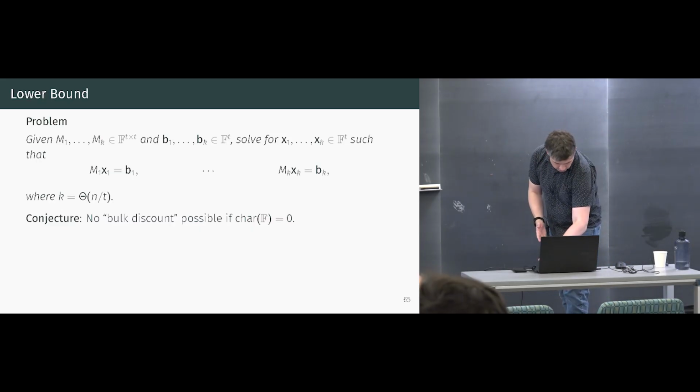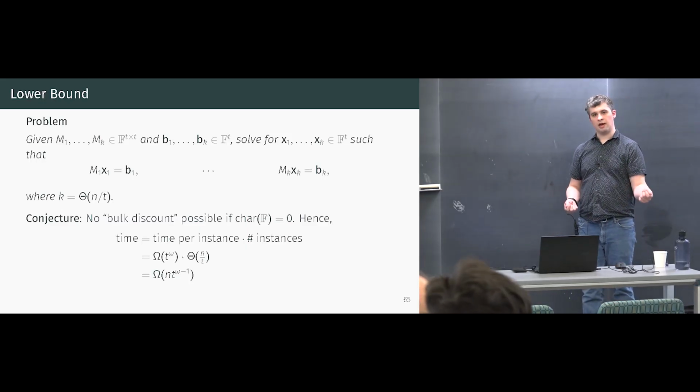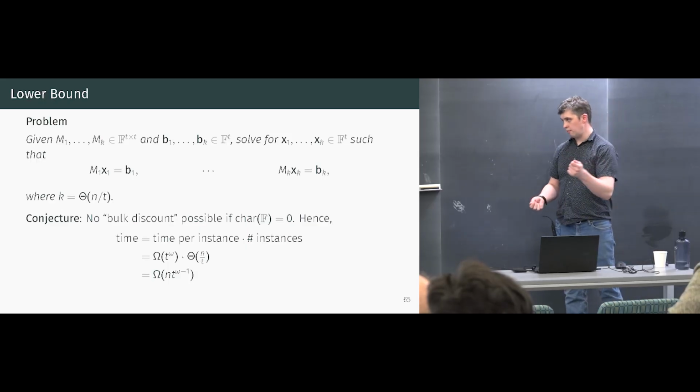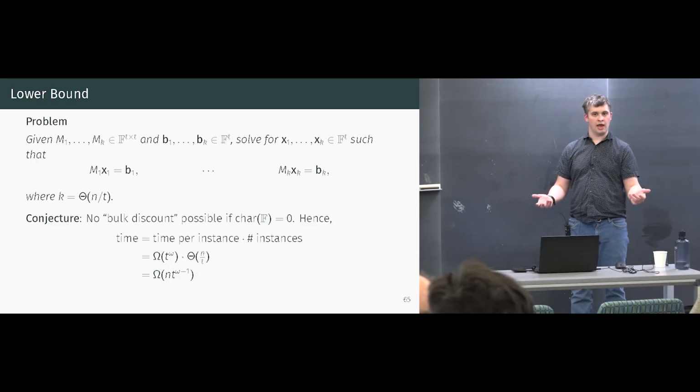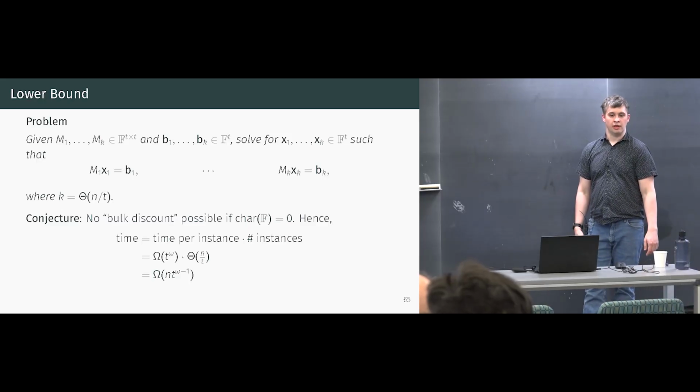And if that's the case, then the calculation is pretty simple. Each one of these takes t to the omega time. You have n times t of them, so n t to the omega minus 1. That's why we think this is optimal.